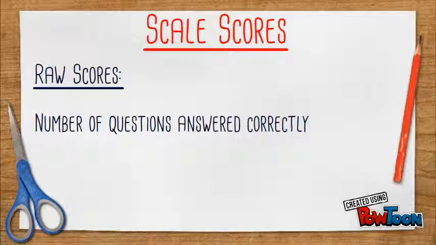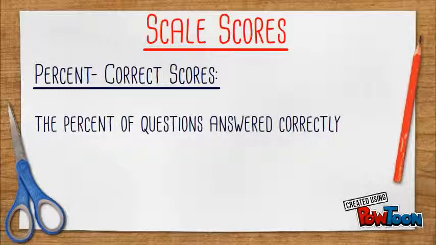First, we have raw scores. Raw scores are the number of questions answered correctly. For example, if your student takes a test that has 100 questions and they get 75 right, the raw score is 75. Our next concept is percent correct scores.